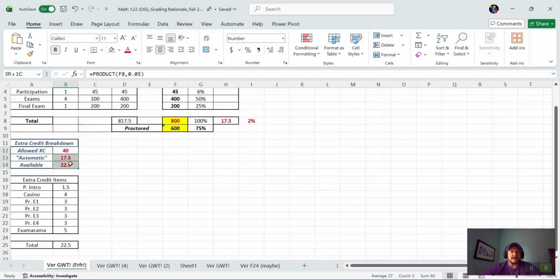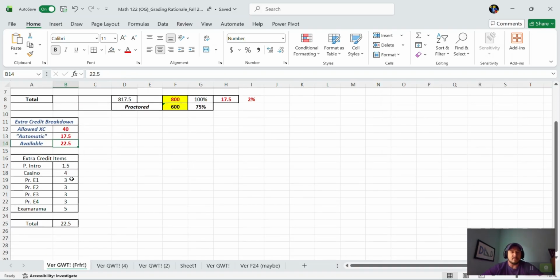So if I combine all of these, that's going to give me, actually, no. If I add these two together, that gives me a sum of 40. So 17.5, just assume that they've maximized their earnings on that. So it leaves you with 22.5 bonus points to play around with.